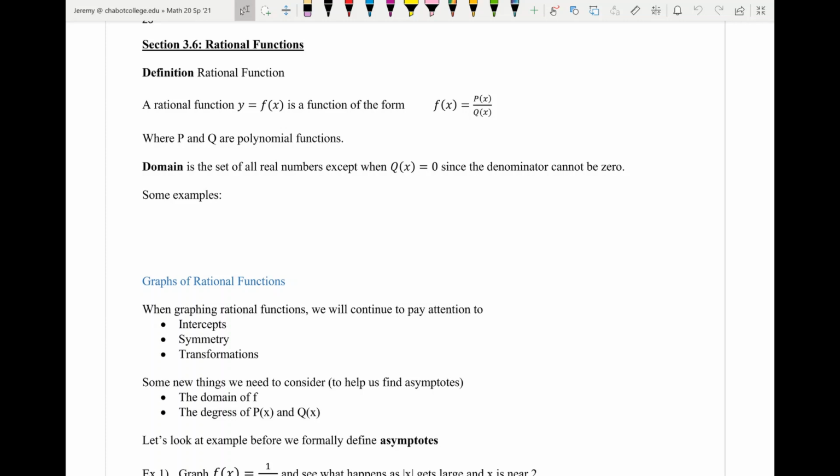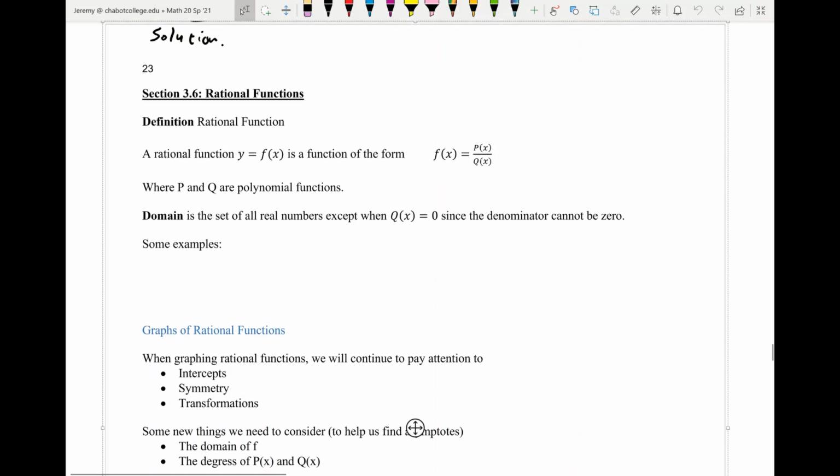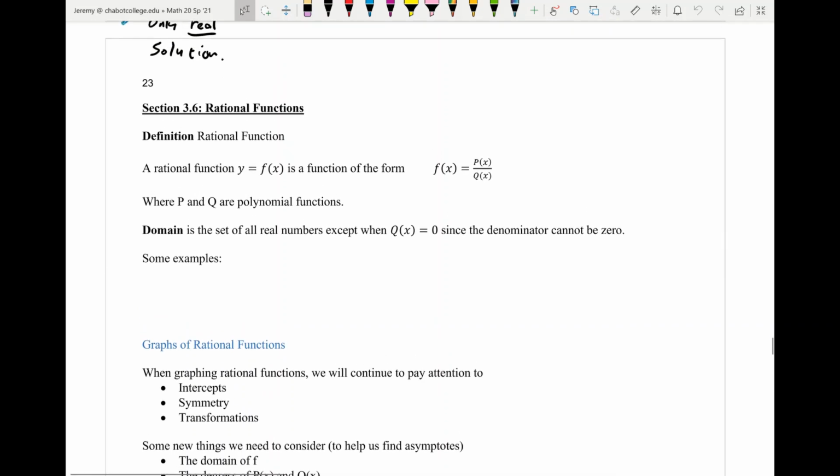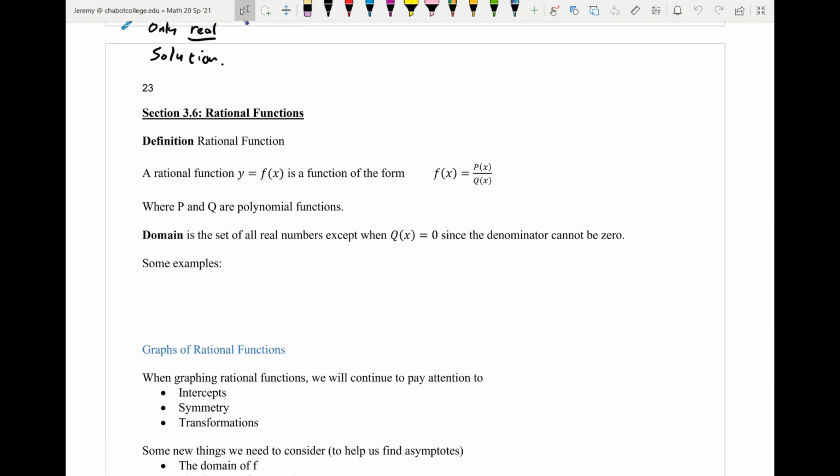Section 3.6, Rational Functions. Okay, so let's start by just defining a rational function. This is a function, y equals f of x, which is in the form f of x equals p of x over q of x, where p and q are both polynomial functions. Simply put, a rational function is a polynomial divided by a polynomial.